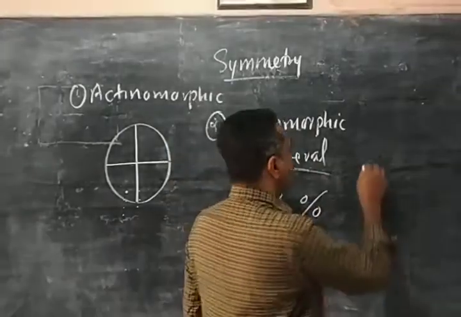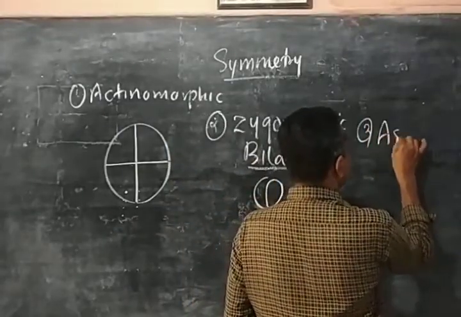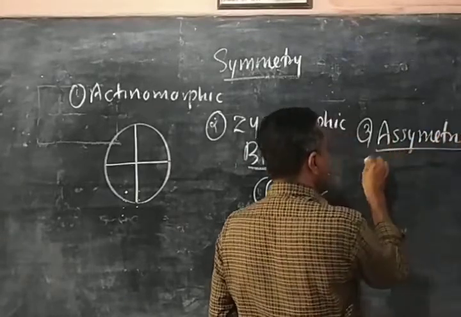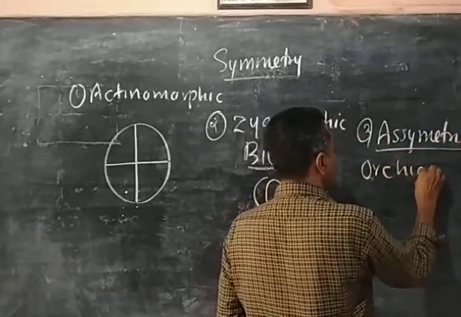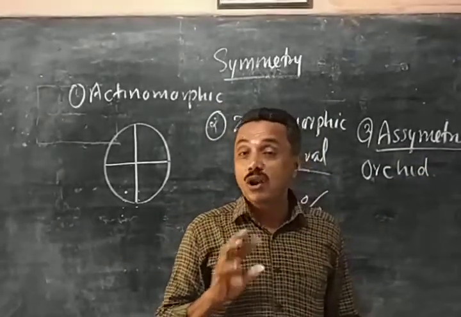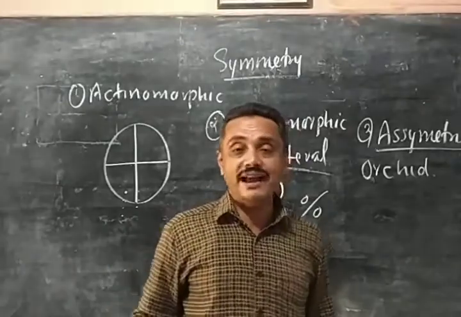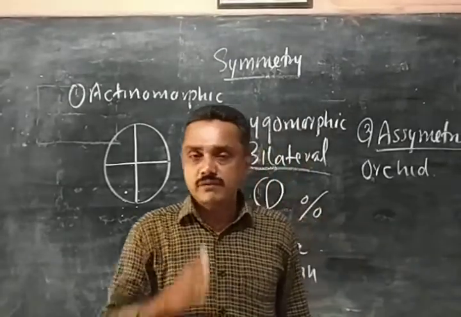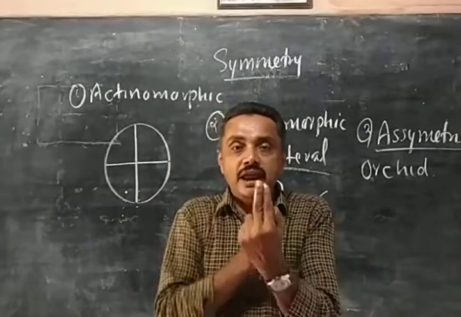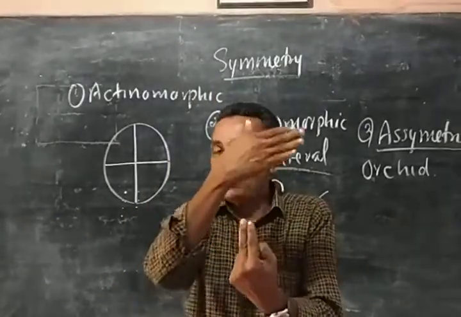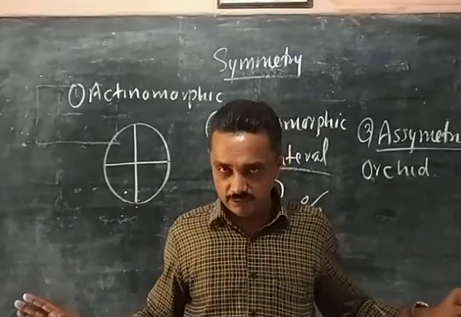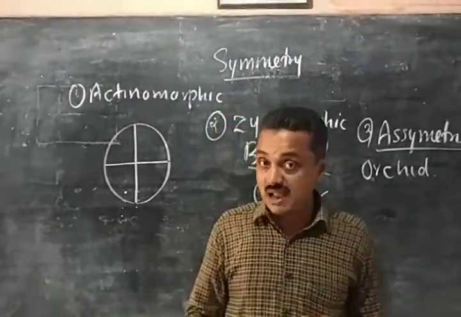And some of the flowers are called asymmetric. Orchid flowers are mostly asymmetric. Asymmetric means flowers are irregular. We cannot divide the flowers into equal halves in any plane. In no plane can we cut the flower into equal halves. Flowers are totally irregular. Orchid flowers are examples.